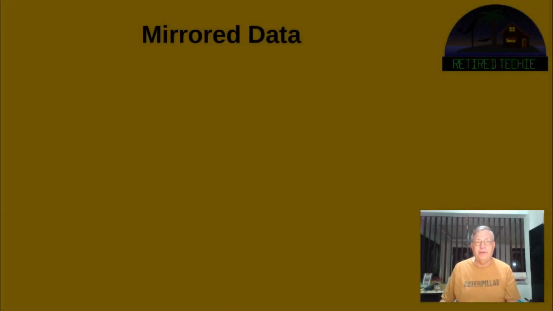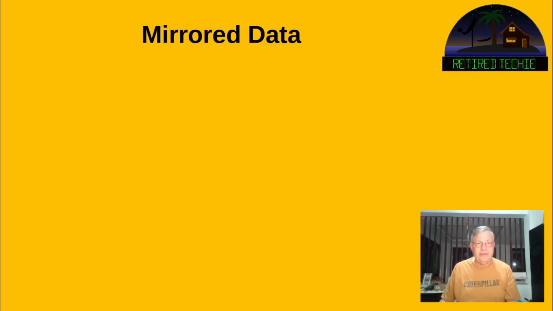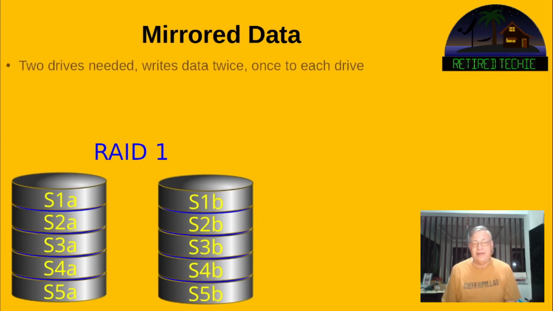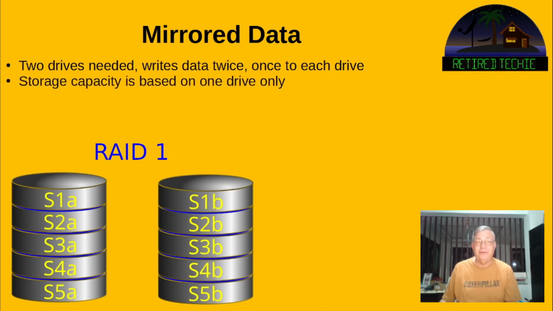Next up on our hit parade is mirrored data, or RAID 1. In this situation, you're creating two identical copies of each block of data and you're writing one to each hard drive. So in our example, S1A is an exact copy of S1B, it's just on a different hard drive. So you need two drives, you write data twice, once to each drive. Storage capacity is going to be based on the single smallest drive, and this is basically two drives, period.